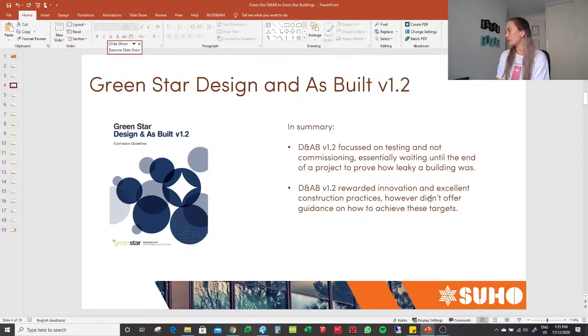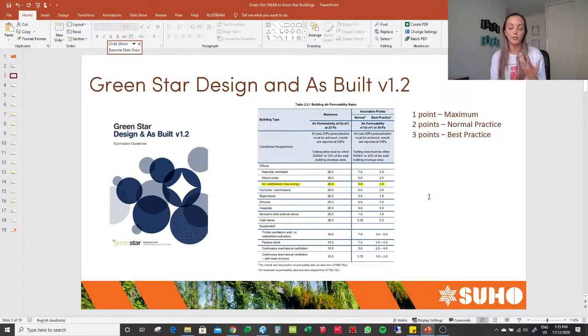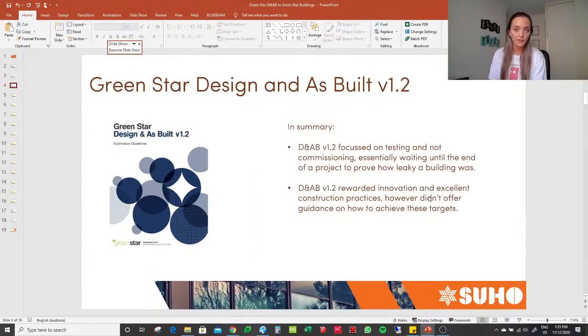So any builders who were able to achieve excellent outcomes, as per this table here, the really low levels of air tightness, were awarded with innovation points. But this tool, Design and As-Built version 1.2, didn't offer any guidance on how to actually get there or any requirement to have a commissioning process.